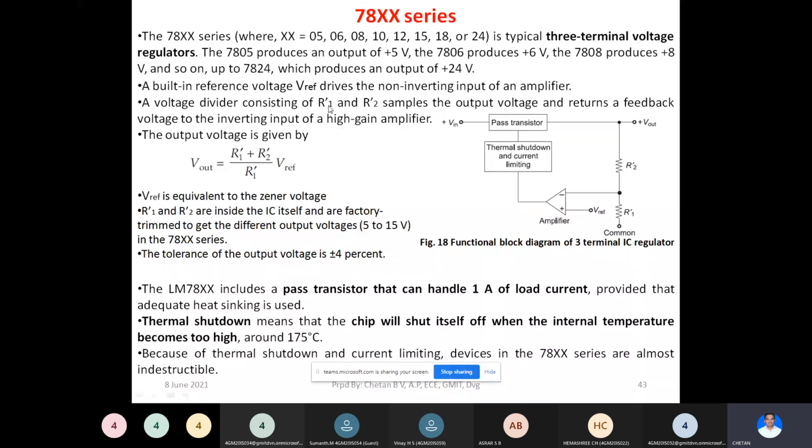These are resistances which are put inside the IC itself, and they would be trimmed to get a proper voltage output. For example, if the IC is 7805, R-1 and R-2 would be trimmed such that IC 7805 would produce a 5 volt constant output voltage for V out. Similarly, if the IC is 7824, the value of R-1 and R-2 would be trimmed such that IC 7824 would produce a 24 volt constant regulated voltage at V out. That is how this R-1 and R-2 would work.